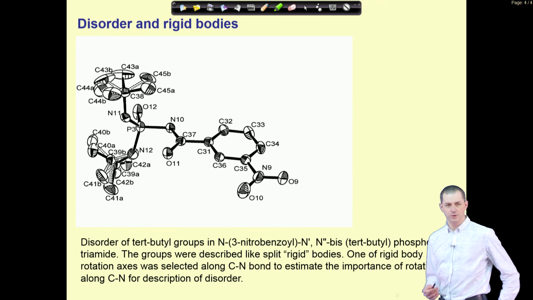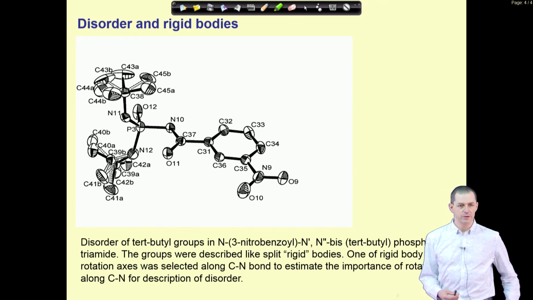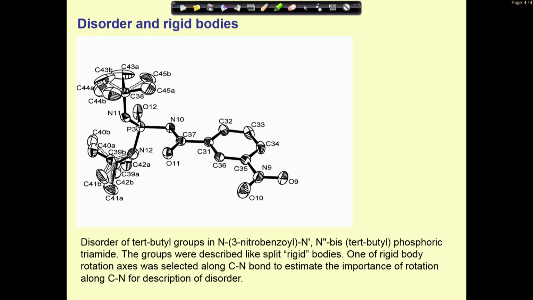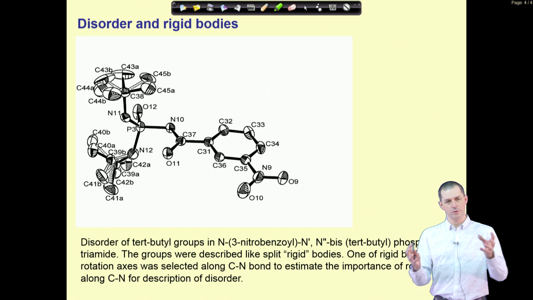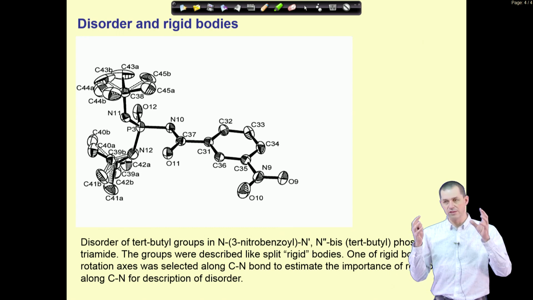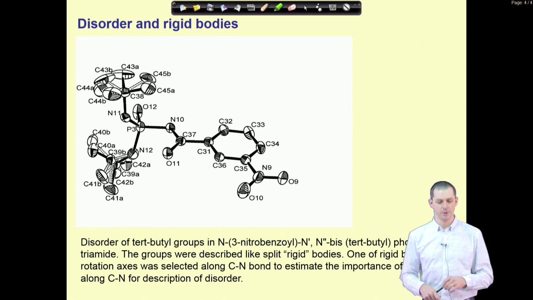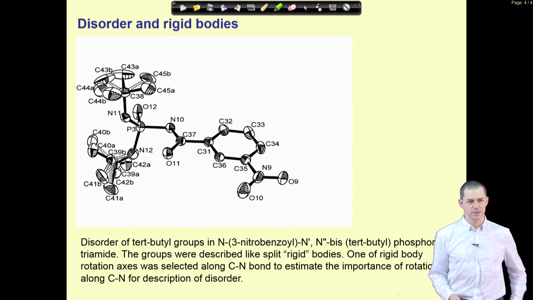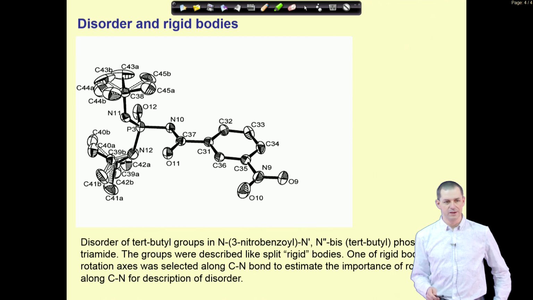If you have heavy disorder, you may need to describe the different disordered parts of the structure with rigid bodies. So you have one molecule and you place it in different positions in the structure, but these positions are not completely independent. They all contain the same molecule with the same shape. That is also possible using the rigid body concept and molecule concept in Jana.